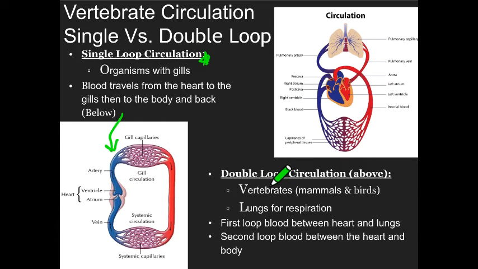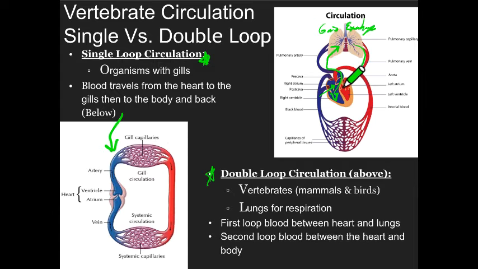Okay. Double loop's a little more complicated. What a double loop circulatory system does in larger vertebrates, so mammals and birds, is it allows for lungs and respiration. Essentially, you need one side of the heart then dedicated to receive deoxygenated blood here, and then it goes here, and then it goes up and to the lungs. All right, once it gets to the lungs, this is where our gas exchange occurs. Okay, and then the lungs pump it back into the heart.